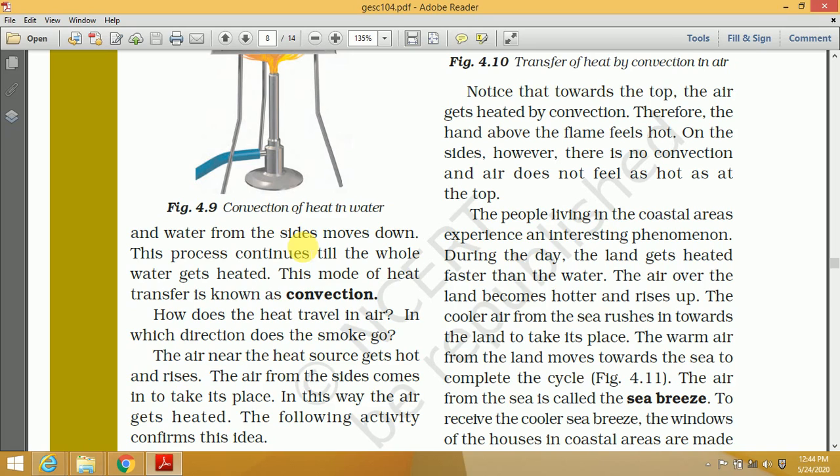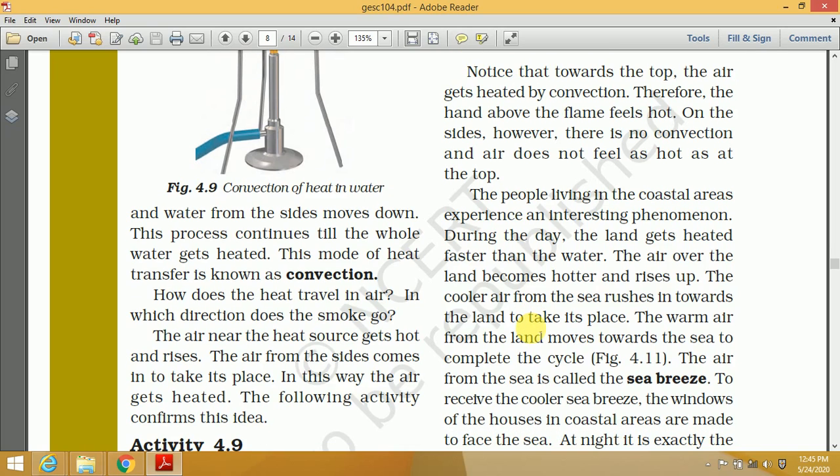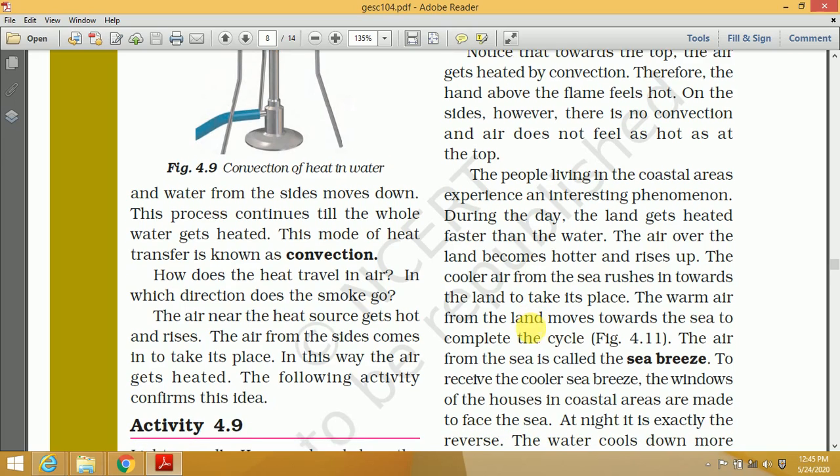The people living in the coastal areas experience an interesting phenomenon. During the day, the land gets heated faster than the water. The air over the land becomes hotter and rises up. The cooler air from the sea rushes in towards the land to take its place. The warm air from the land moves towards the sea to complete the cycle. The air from the sea is called the sea breeze. To receive the cooler sea breeze, the windows of the houses in coastal areas are made to face the sea.